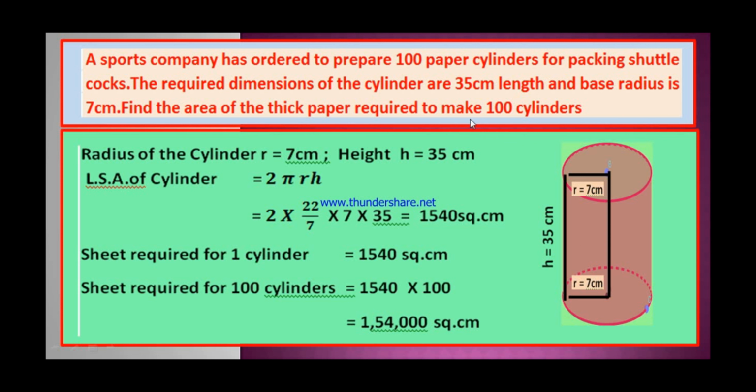Now, how many such cylinders are required? We need 100 cylinders. Therefore, the sheet required for 100 cylinders is equal to 1540 into 100, which is 1,54,000 square centimeters. This much area of sheet is required to make 100 shuttle barrel cylinders.